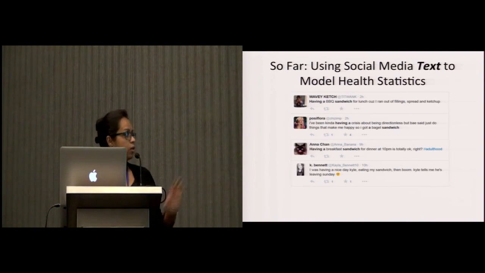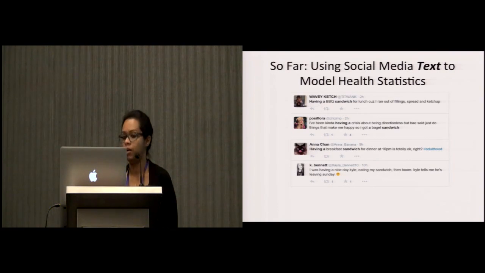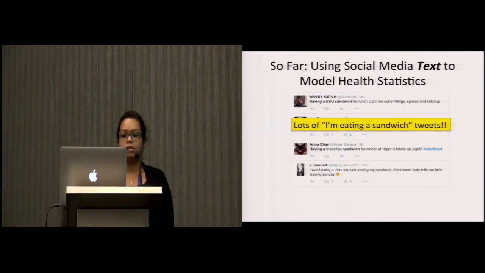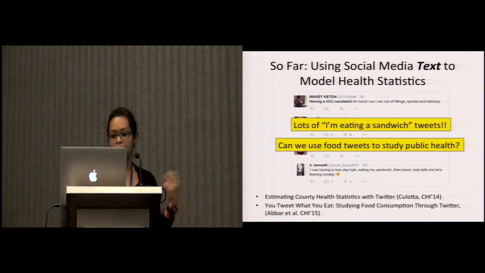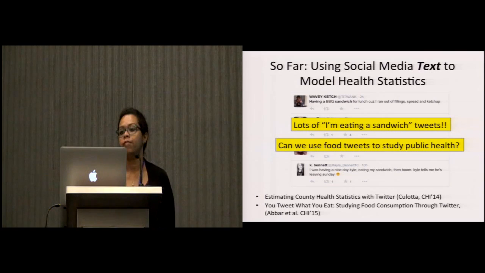So text is very valuable, and these tweets that you have up there tell you what people are eating. So you can have things like I'm eating a sandwich, and using these types of tweets, you can get a sense of people's general dietary behaviors and different health conditions that are related to these types of eating habits. So there is work, especially over the last 2 years, we have seen a couple of papers at least in this space. Culotta looked at how these types of tweets could be used to identify and assess a variety of different county-level health statistics.